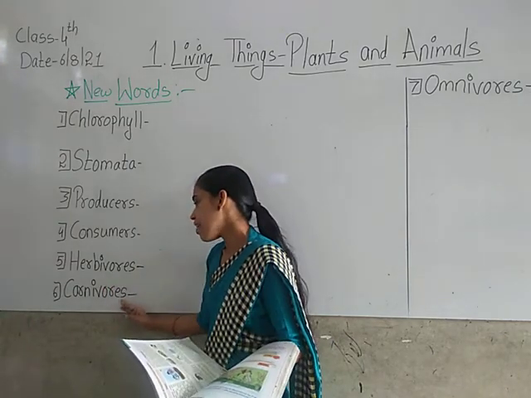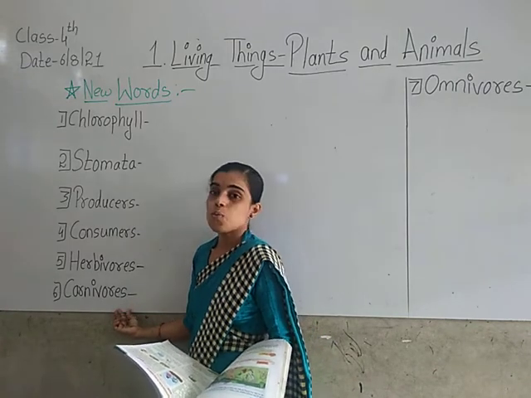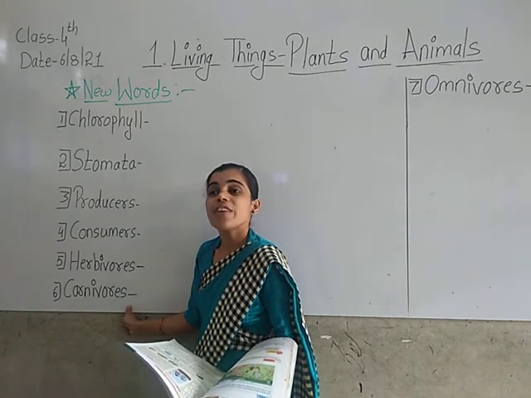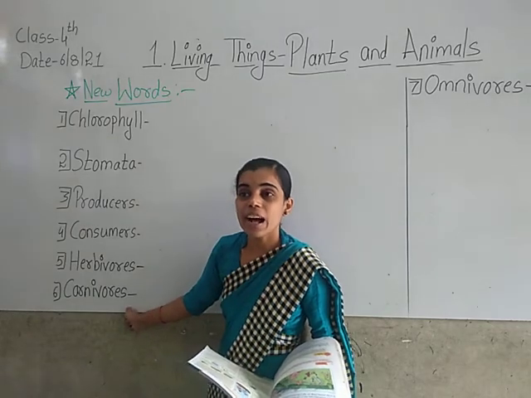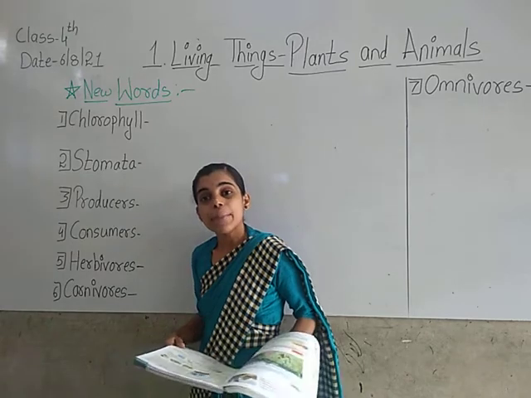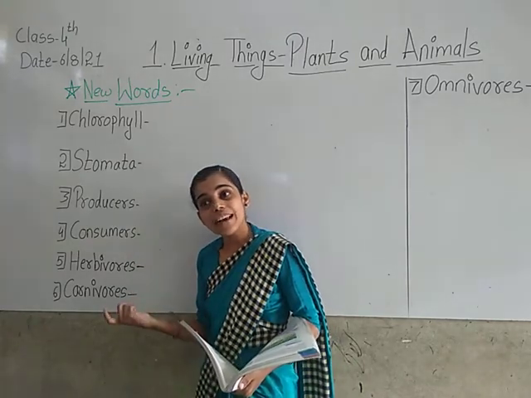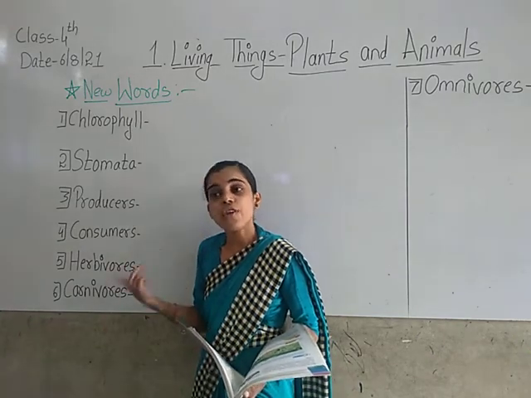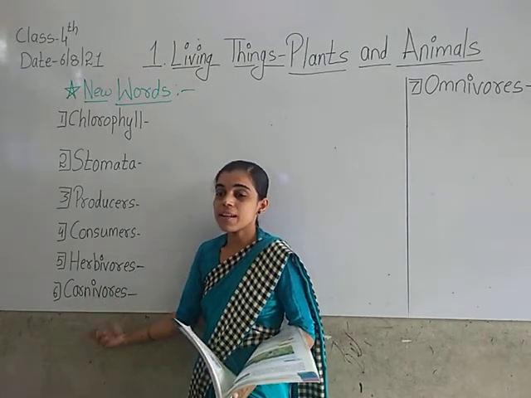Next one is carnivores. Carnivorous means the animals which eat the flesh of other animals. Flesh means mamsa, which we call it in Kannada. So the animals like lion, leopard, tiger, they kill other animals and eat them as flesh and food. So they are called carnivorous animals.